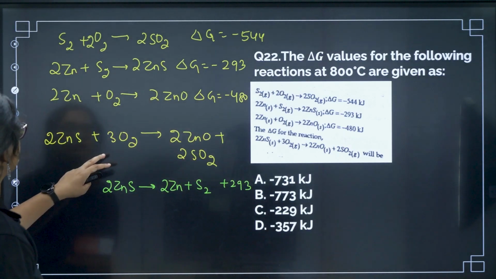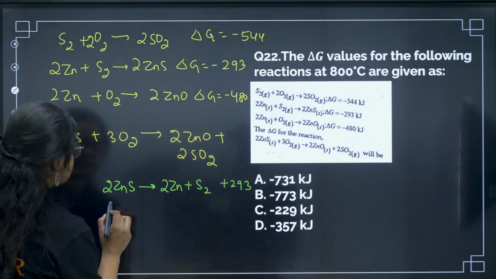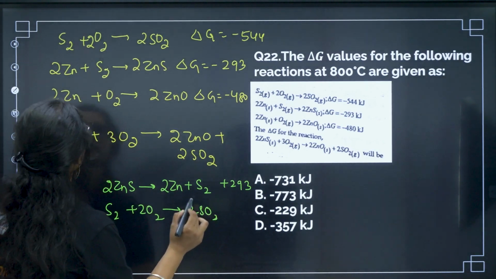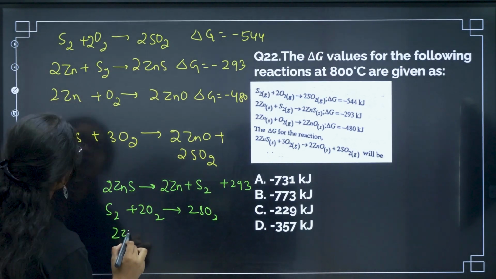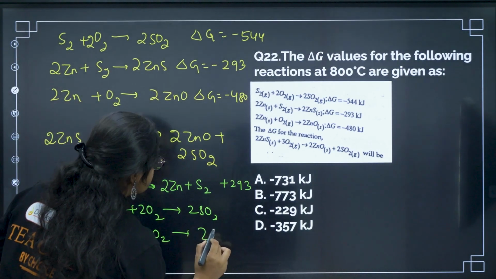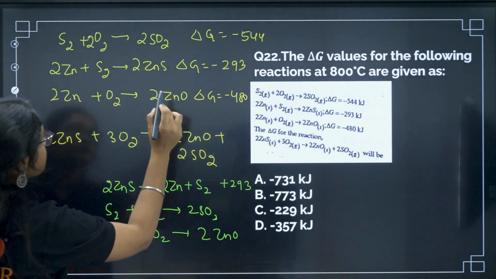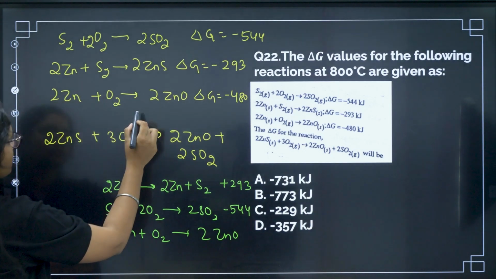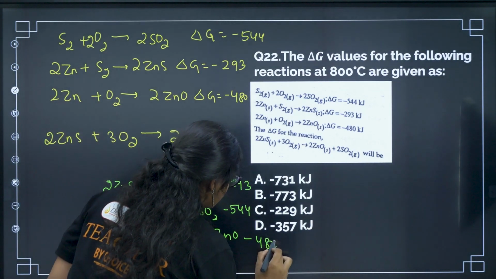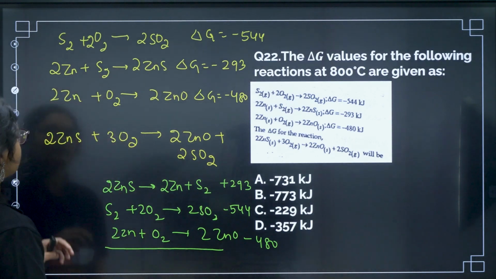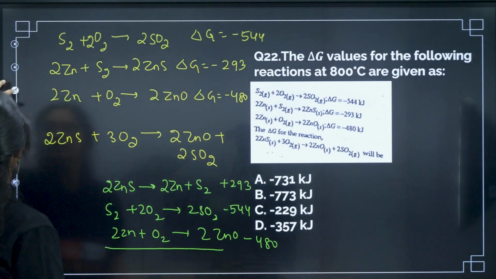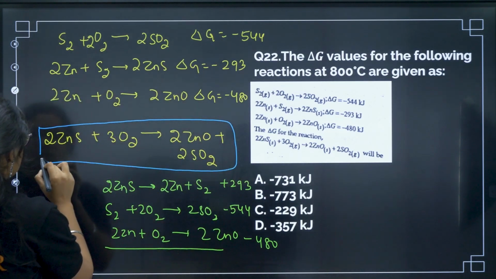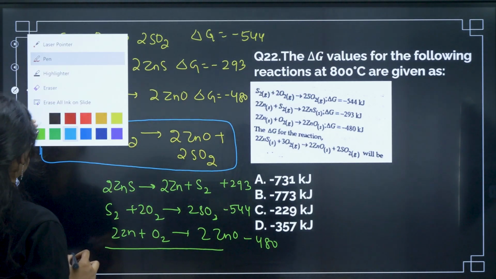Now, second, you see 3O2. So now if we take these two reactions, S2 plus 2O2 will give 2SO2. This is one reaction. And the other one is 2Zn plus O2 will give you 2ZnO, right? So for S2 plus 2O2, delta G is minus 544, and for 2Zn plus O2 gives 2ZnO, we have minus 480. Now just add these two reactions and check whether we are getting the reaction that is asked in the question.